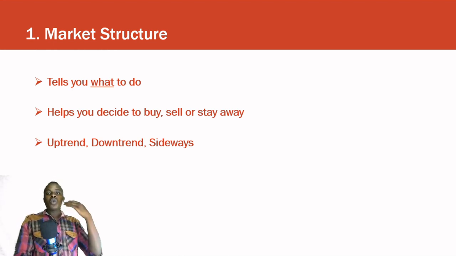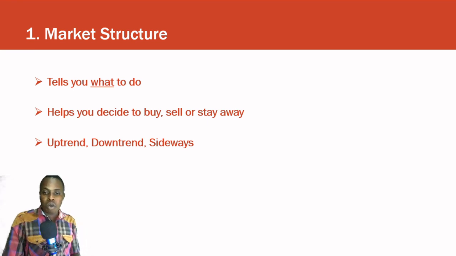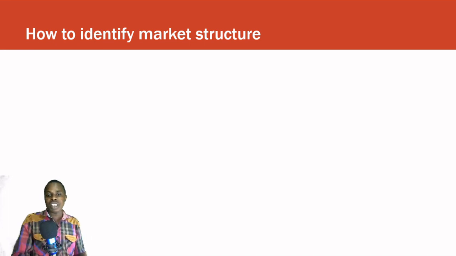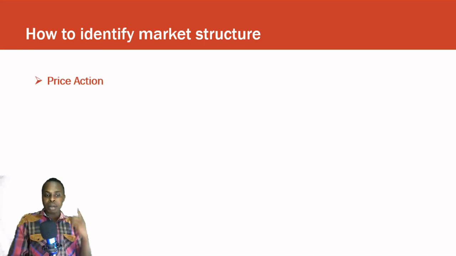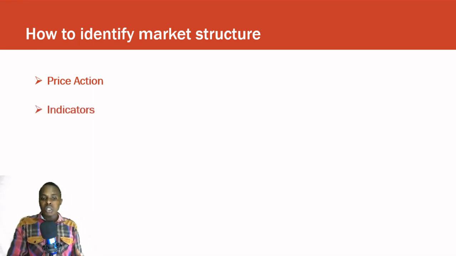How do you know if the market is in an uptrend, if the market is in a downtrend, or if the market is just in a sideways trend? So let's move on to how to identify market structure. There are 2 ways of identifying it. Number 1 is price action, right? Price action is simply spotting levels of higher highs and higher lows, or lower lows and lower highs, or simply identifying support and resistance. I'm going to show you how this works. Number 2 is using indicators.